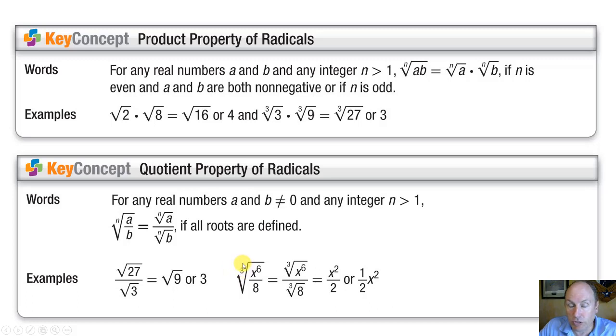In terms of cube roots or other nth roots, the cube root of x to the 6 divided by 8 is the same as the third root of x to the 6 over the third root of 8, which is the same as x squared over 2, because the third root of x to the 6 is x to the second, and the third root of 8 is 2. Another way to write that is 1/2 x squared. So those two properties are super helpful. In all these properties, though, we have to have the same root, the same index.